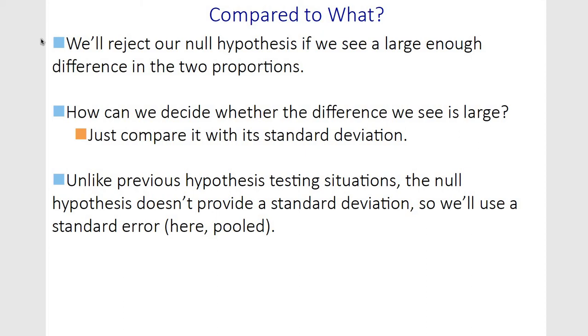Okay, so we can reject our null hypothesis if we see a large enough difference in the two proportions, right? Because again, our null hypothesis was that the difference is 0. So how can we decide whether that difference we see is large? Well, you compare it with the standard deviation. And unlike previous hypothesis testing situations, the null hypothesis doesn't provide a standard deviation. So we'll use a standard error. So in this case, pooled.